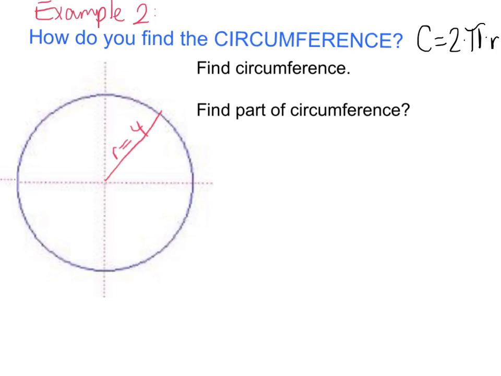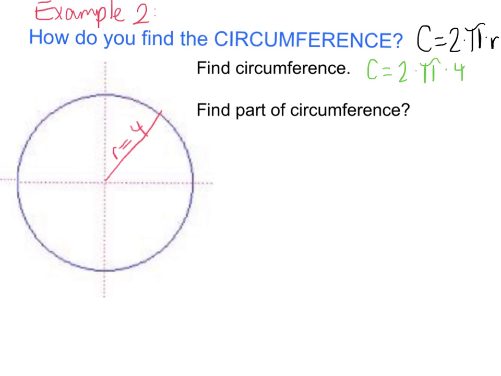Now moving into example 2, again I'd like you to copy down this circle with this radius of 4 with this title, how do you find the circumference? So the circumference in this case is the measure around the circle, the measure of the length. And this is a formula you know already, circumference equals 2 times pi times the radius. The first thing we're going to do is find the circumference, and that's relatively easy. The circumference is 2 times pi times the radius, which is 4.